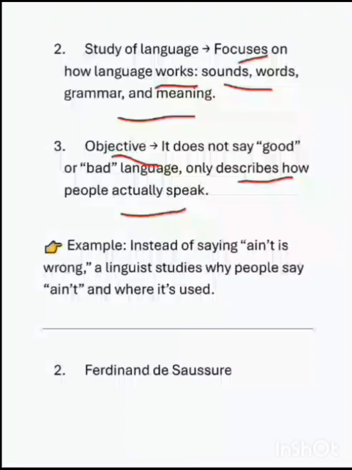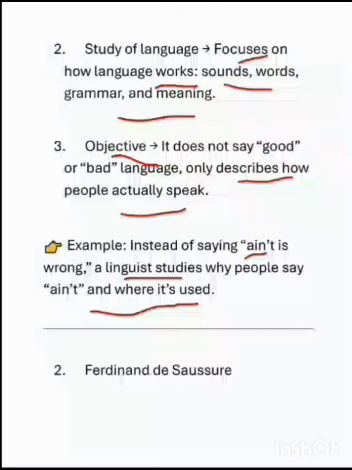For example, instead of saying "ain't" is wrong, a linguist studies why people say "ain't" and where it is used. "Ain't" is basically a short form of is not, am not and are not. We don't say that this short form is wrong, but we study where it is used and for what reason. We do not talk about whether it is wrong or right, but only why and how people use it.